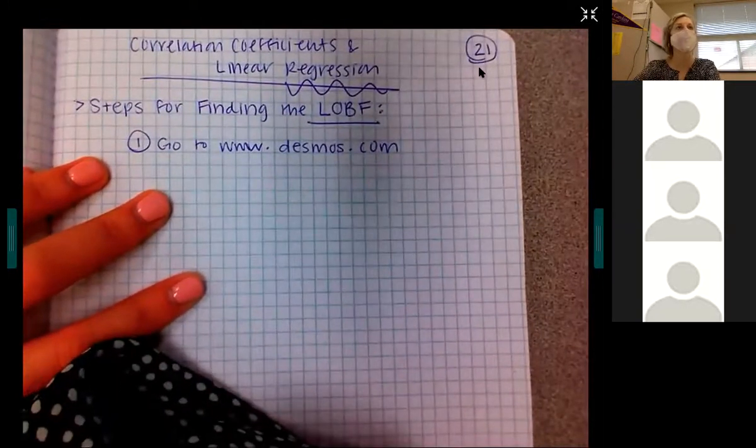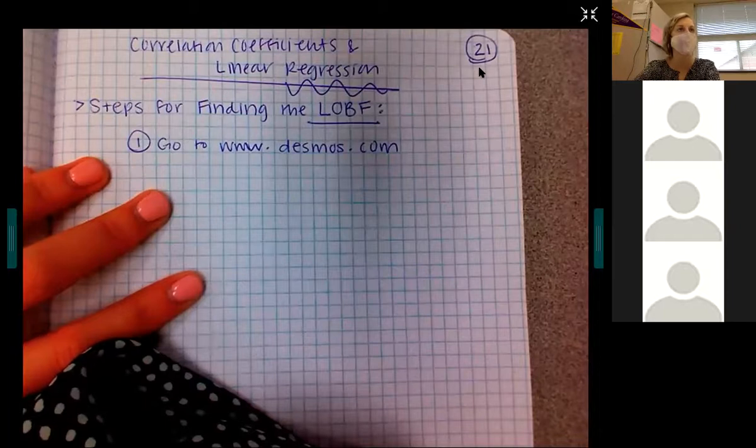We're going to www.desmos.com. That's what we're going to use as our calculator.